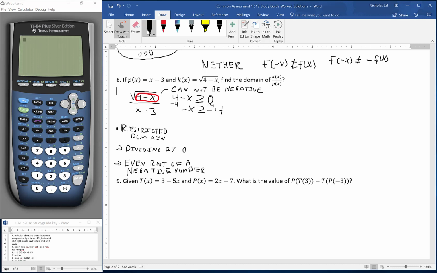And now I'm dividing each side by negative 1, and each time you divide by negative 1, you flip your inequality. So x is less than or equal to negative 4 divided by negative 1, which is positive 4. So x is less than or equal to positive 4. That is one inequality I have to deal with.